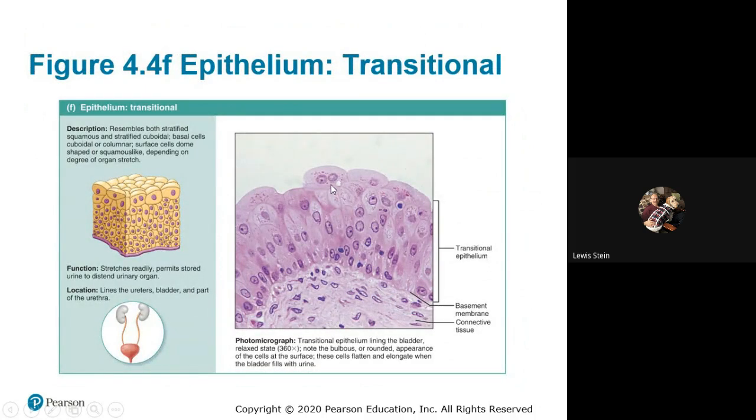And we are highlighted by this. So you can see the base layers, and as it begins to grow away, you can see they're rounded. So when you see these with the empty bladder or ureters, you see this. So this is called transitional epithelium.